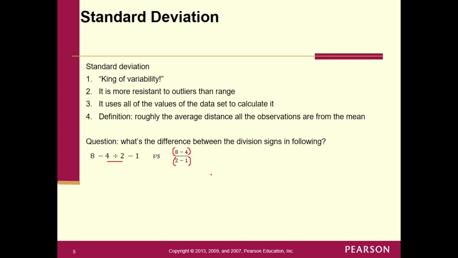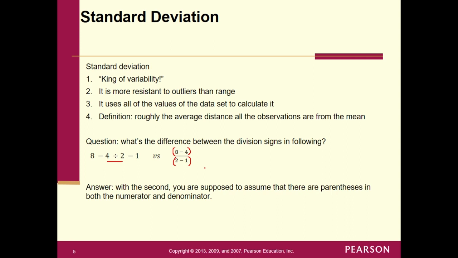Whoever decided not to write the parentheses, I don't know, but we don't write them. But what we're supposed to do is calculate everything in the numerator, parentheses, calculate everything in the denominator, parentheses, and then what do you do in the end? You take those two numbers and divide them. All right. So that's the difference between these two. With the second one, you're supposed to assume that you have parentheses in the numerator and the denominator, and this has everything to do with the formula with regards to standard deviation.